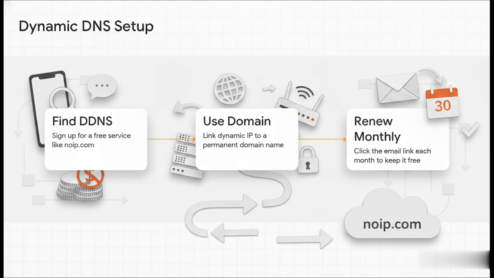Instead of paying Verizon for a static IP, you sign up for a free dynamic DNS service, or DDNS, via a site like noip.com. So instead of giving your server a fixed IP address, you just give it a fixed domain name. The DDNS service constantly tracks your changing dynamic IP and silently links it up to your permanent domain. As long as you click an email link to renew it each month, you get the exact same reliability as a static connection for exactly $0.